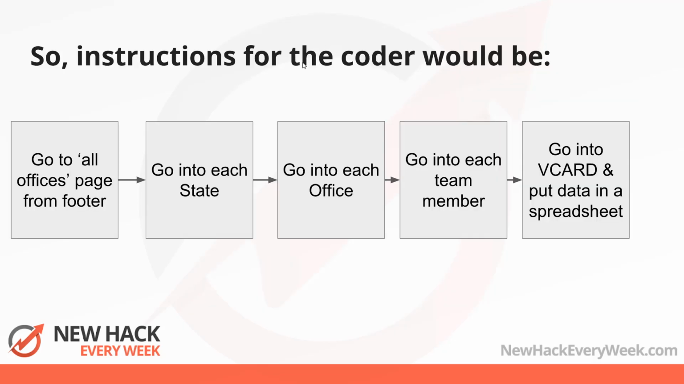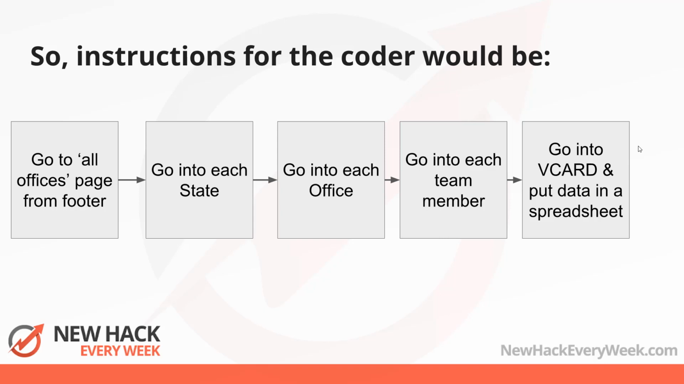So the instructions for the coder would be: go to the All Offices page from the footer, go into each state, go into each office, go into each team member, go into the vCard, and pull that data straight into a spreadsheet, because that's what they're going to give back to you. So it's really not that complicated. If you give them those instructions and really lay it out for them, they're going to be able to automate that. It will automatically go into every single office, into every single team member inside every single office, and inside every state. It's a really mechanical way of doing it, but it's so automated. It doesn't take very long at all.